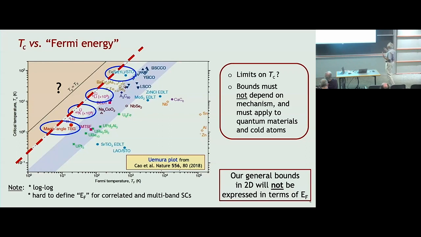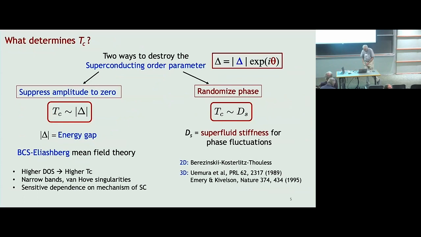line. So in some sense, the bound cannot depend on any mechanism and must be applying to any superconductor or paired superfluid. And I want to stress straight away that in general, we have succeeded in proving something in 2D, and it's not expressed in terms of the Fermi energy, but it will give some insight into the story. And then in the second part of the talk, I'm going to tell you about why we have not succeeded in proving anything in 3 dimensions, even though many of these materials are indeed bulk superconductors.